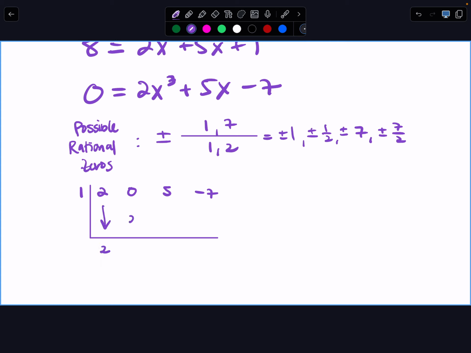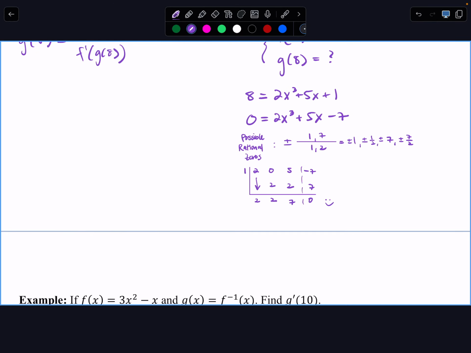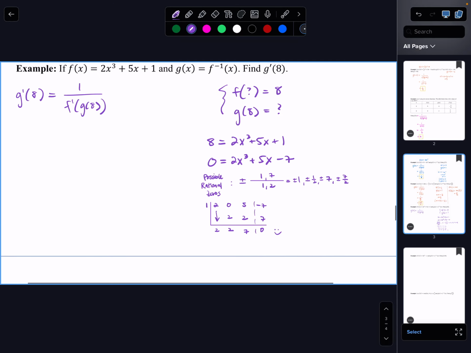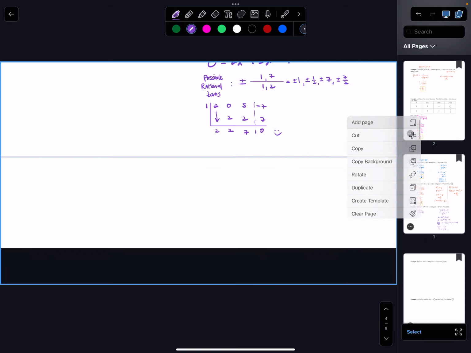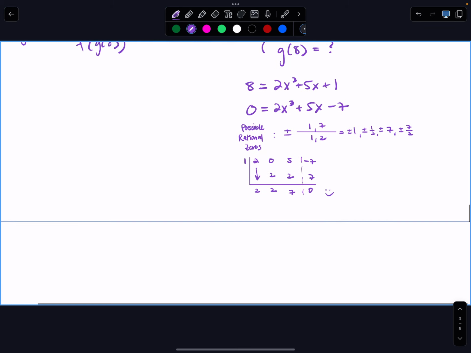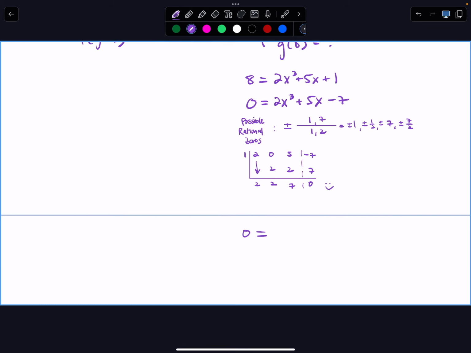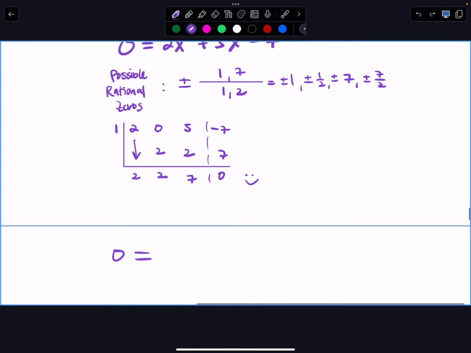2 times 1 is 2. Bring the 2. 2 times 1 is 2. 7. Oh my goodness, look! It works. So what we know from here is that we have x minus 1 times 2x squared plus 2x plus 7.